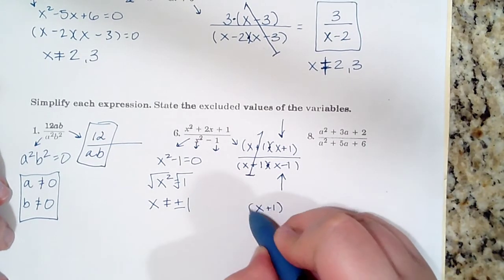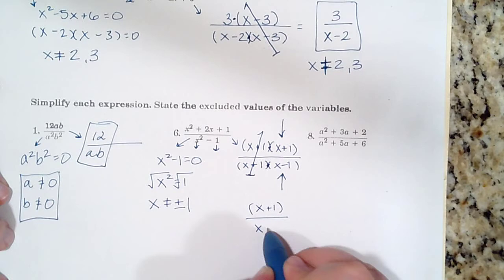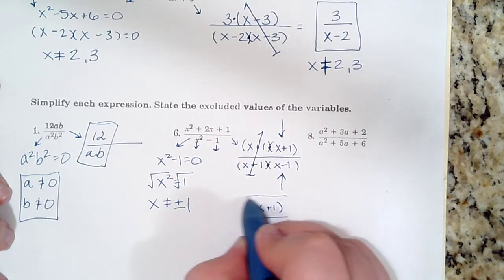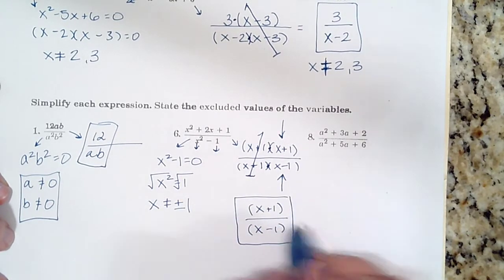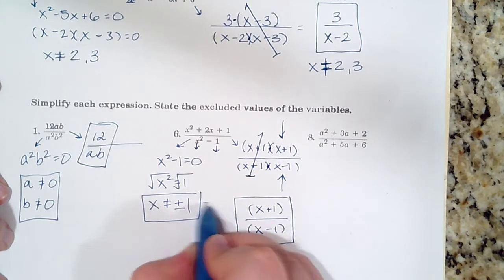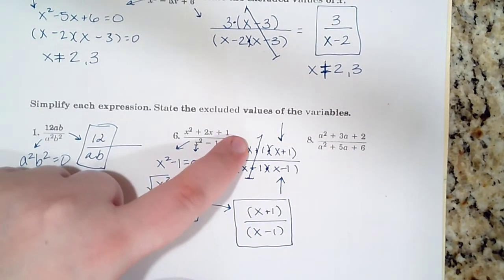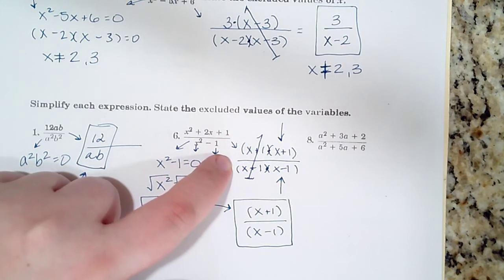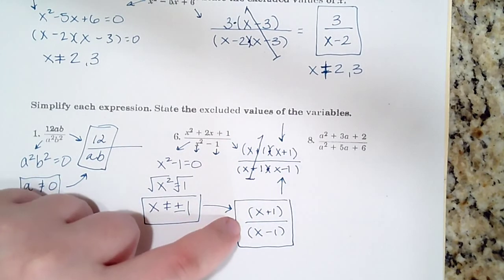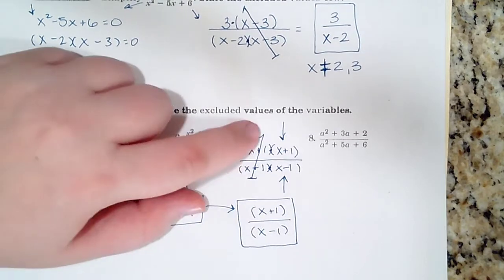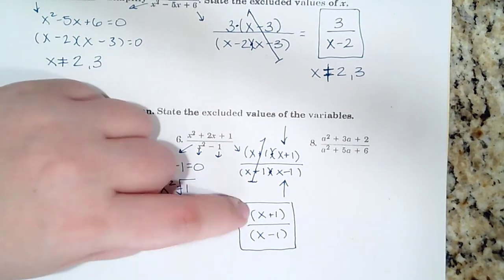This is the number 1 error that I see when people simplify their rational expressions, and it kills me. So please be careful when you are simplifying. We can reduce things that are the same. We cannot reduce things that are different. Reduce the same. Don't touch anything different.